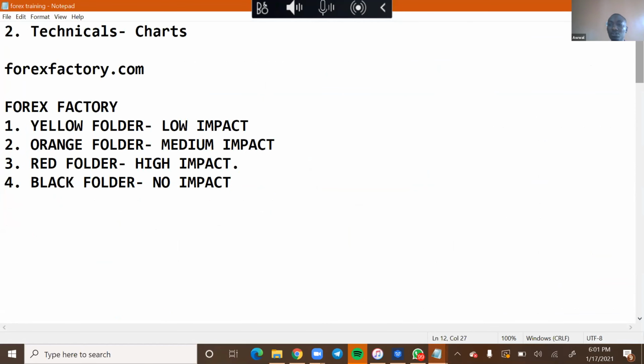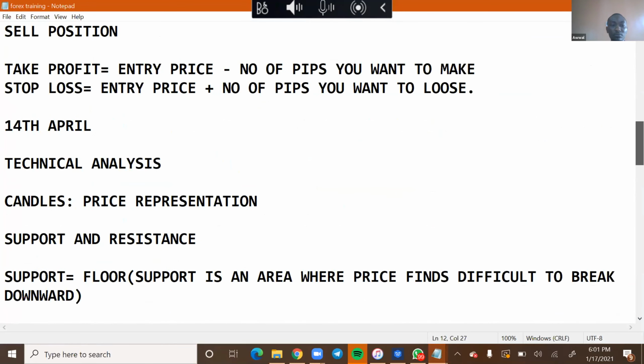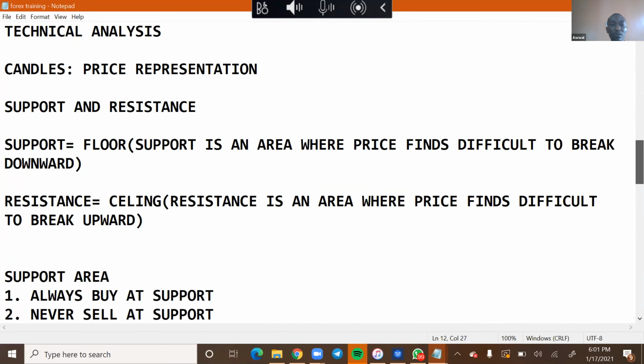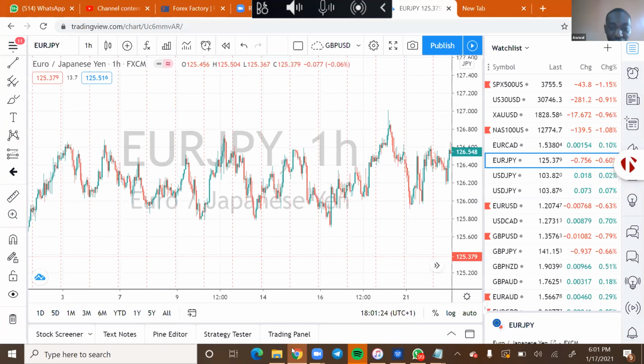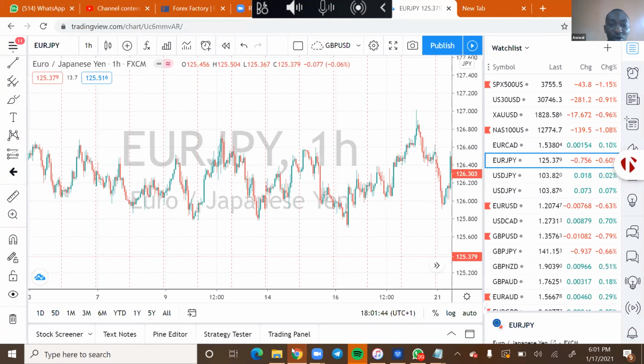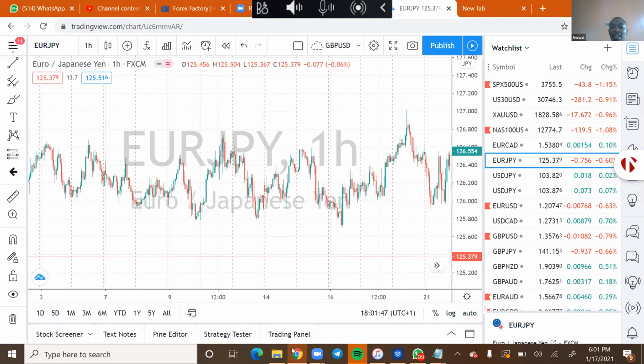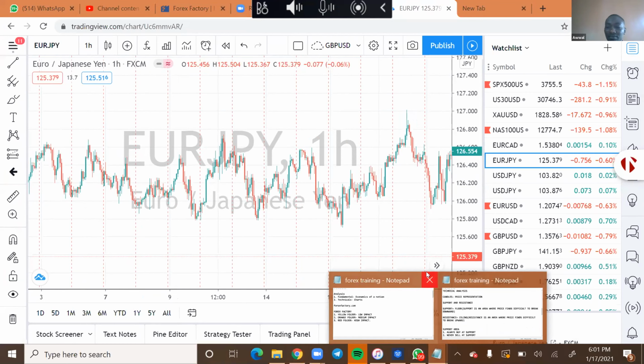All right. So I'm going to scroll down now. Like I said, candles are price representation, telling you where price is either going up or coming down. Now that we understand that, let us talk about support and resistance.